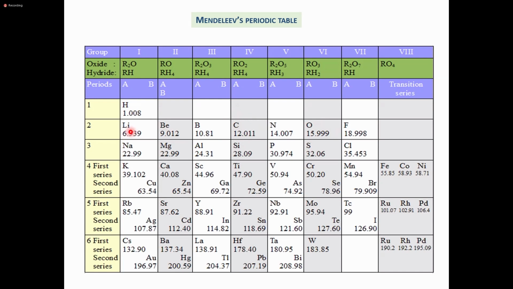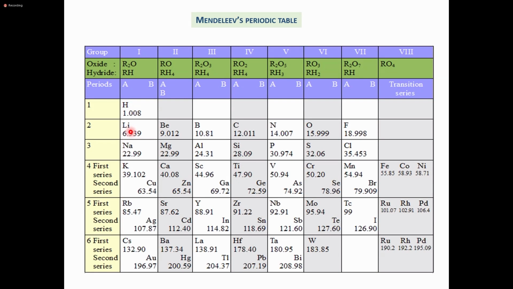But the point is that when the structure of the atom was discovered, everybody saw that whatever thinking was behind this arrangement, creating this periodic table, that was actually correct. Why was it correct? Because when we go from lithium to beryllium to boron, carbon, nitrogen, oxygen, fluorine, the atomic mass is increasing. That is correct.